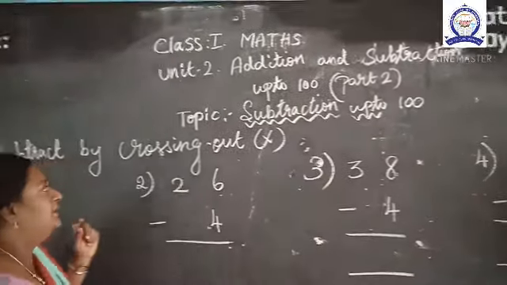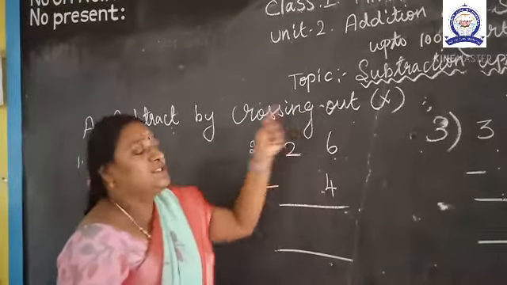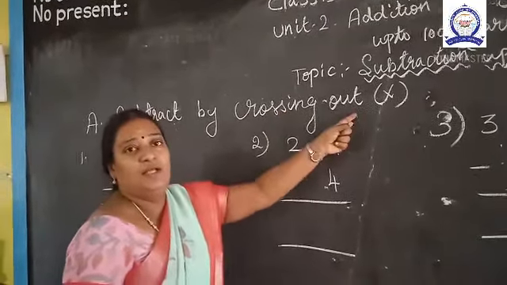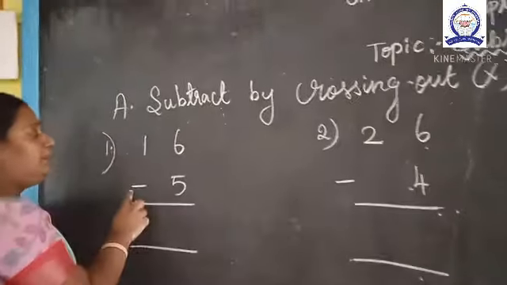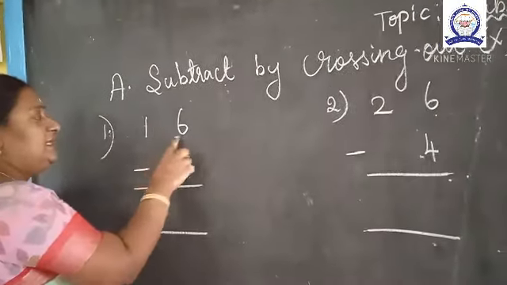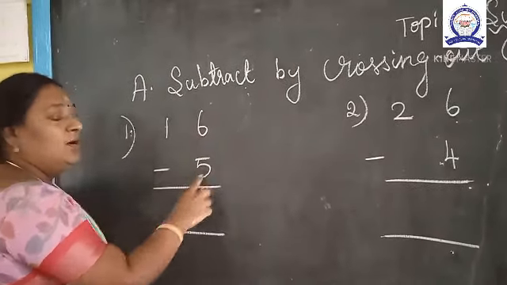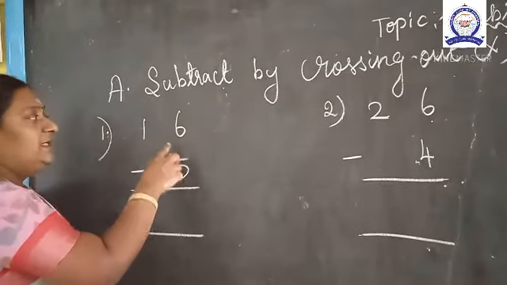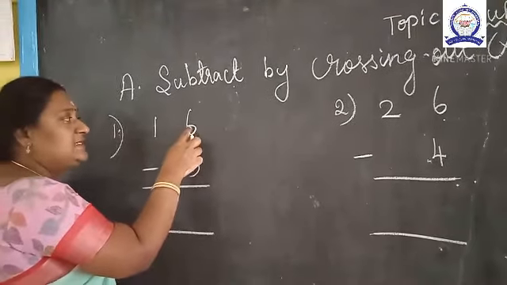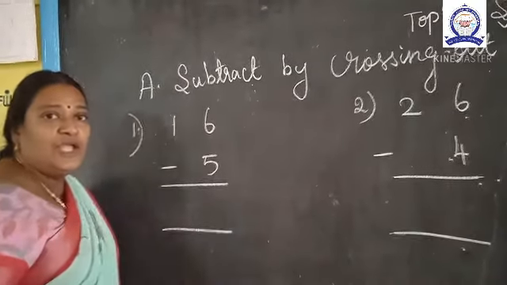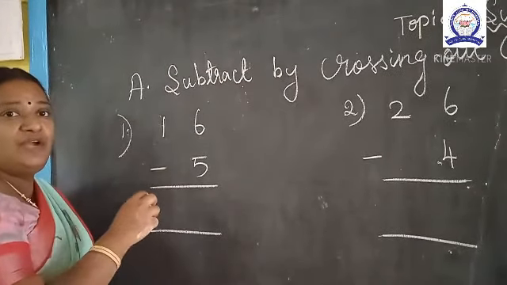Okay, let us start. So first, subtract by crossing out. Listen. First question, 16 minus 5. So first you subtract the ones column. What are the digits in the ones column? 6 and 5. So you subtract 6 minus 5. Subtract by crossing out. How? By putting lines, you cross out and find the answer.